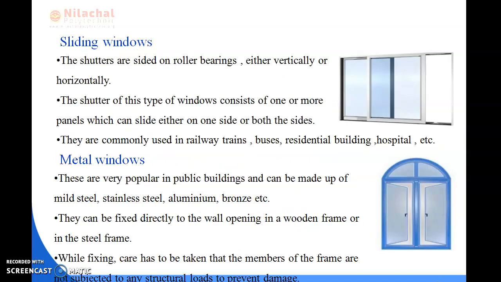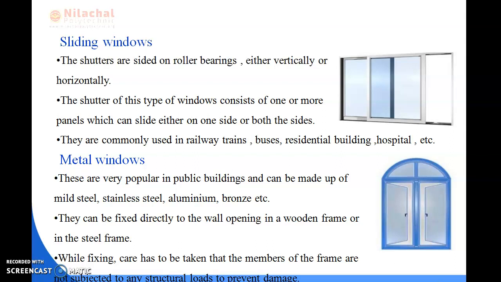Next, we discuss sliding windows. As you can see here, these are images of sliding windows. Sliding windows are mainly used in railway trains, buses, residential buildings, hospitals and offices. The shutter of a sliding window consists of one or more panels which can slide on one side or on both sides, sliding over each other. These shutters slide on roller bearings, either vertically or horizontally. Now we will discuss metal windows.